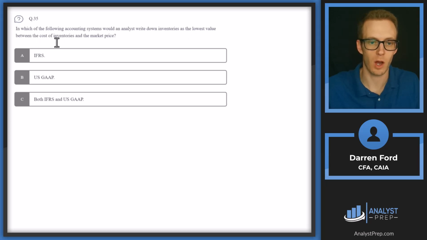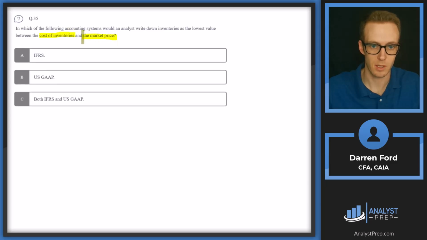Question 34. In which of the following accounting systems would an analyst write down inventories as the lowest value between the cost of inventories and the market price? So this question was pretty difficult, kind of tripped me up at first too. The key here is kind of just based on a technicality. The key here is lowest cost of inventories and the market price.